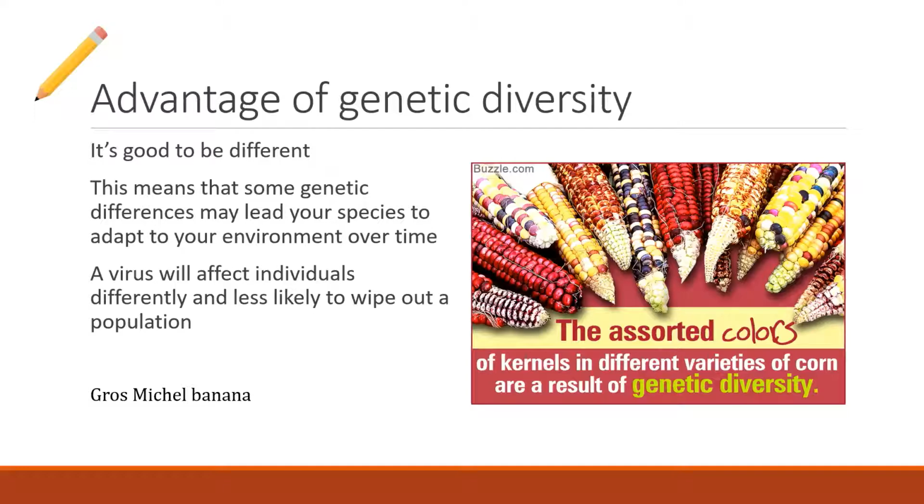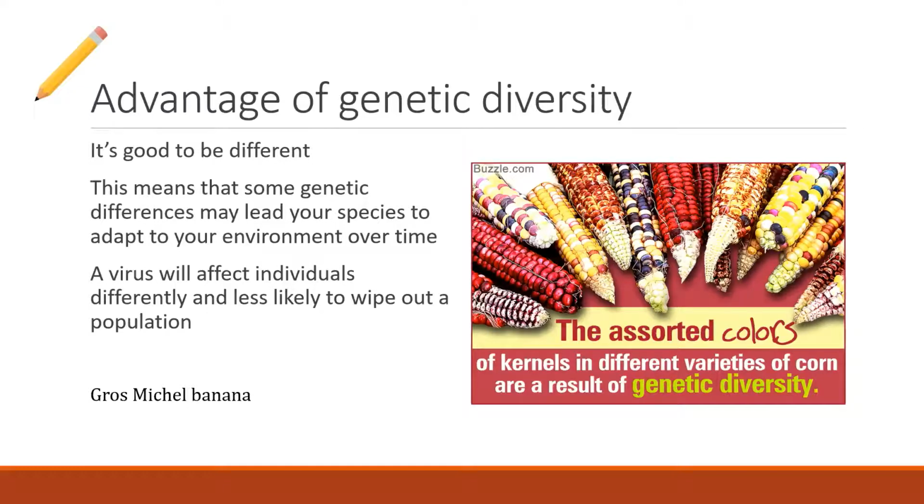Suddenly those claws will allow you to start climbing things like trees, and that might mean you can better protect yourself. Someone in your species may evolve a red shell, because you're a ladybug, and then you're less likely to get eaten, and if you're less likely to get eaten, that might be a good trait to have, and so that can get passed on. So having someone that's different is a really good thing. It's good to be different. This means that some genetic differences may lead your species to adapt to your environment over time.